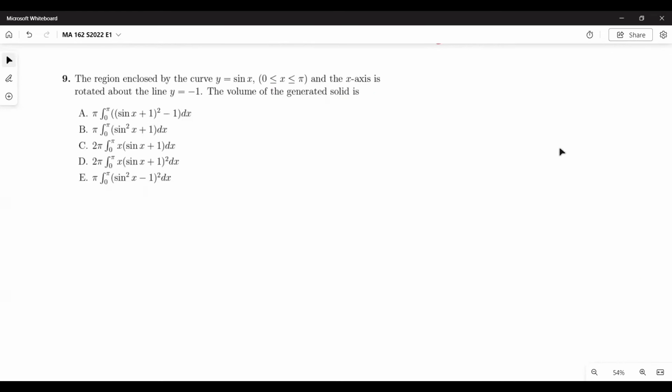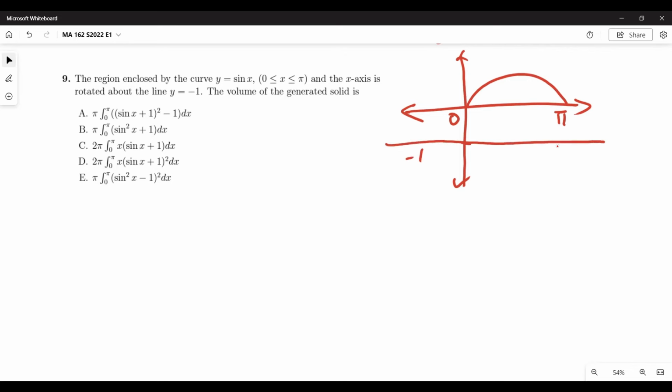Okay, so this question asks, the region is enclosed by the curve and we want to find the volume. Let's draw the curve first. So it's y equals sine x, but it's from 0 to pi only. So this much, 0 to pi only. And the x-axis is rotating about the line y equals negative 1. Y equals negative 1 here, right there. It's rotating.